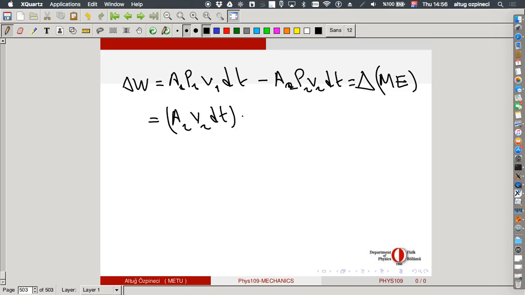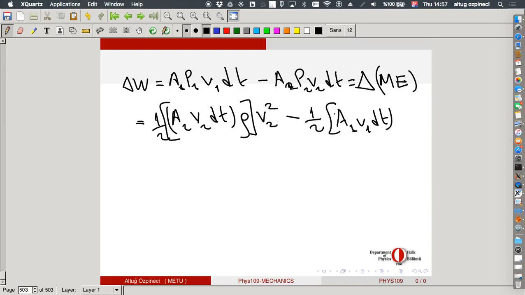This is the volume. This is the density. So this is the total mass of that volume, and that volume is moving with speed V2. So the kinetic energy change is 1/2 times A2 V2 dt rho V2 squared minus 1/2 A1 V1 dt rho V1 squared.